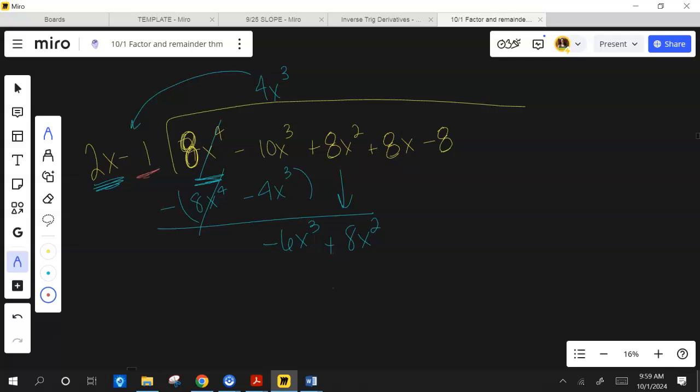That came from multiplying to this one also, because you have to multiply to both. All right. What do I multiply 2x by to get negative 6x to the third? Negative 3x squared.